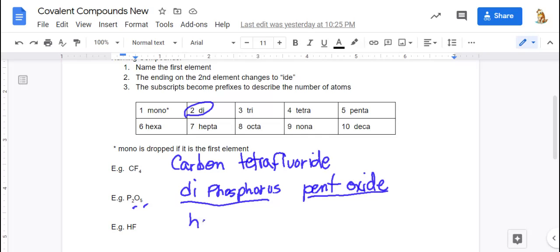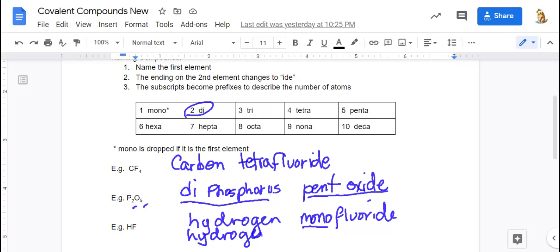HF, so this is hydrogen. And this is fluorine, so it becomes fluoride. So there's one hydrogen, so the mono gets dropped, and then there is one fluorine, so that would be monofluoride. But in normal cases, we don't say hydrogen monofluoride. We tend to drop the prefixes on the second element if the compound starts with hydrogen. So this is more commonly known as hydrogen fluoride. But that's only if the compound starts with an H. And this is for covalent compounds. This is not acids.